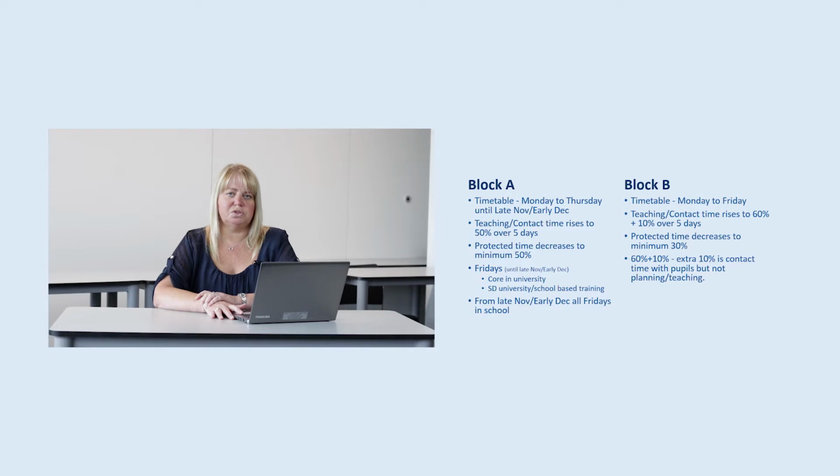We know that some core subjects could easily find a 70% timetable, but other subjects couldn't. And we need to ensure that all students are having the same experience. So we want them to lose that 10% of protected time, so they've got more contact with the students, but they've not got the extra burden of all the planning and marking that comes with the extra teaching. So it's 60% teaching plus an extra 10% of contact time.